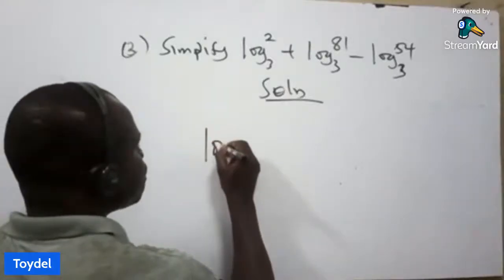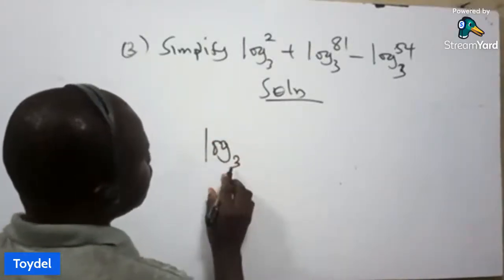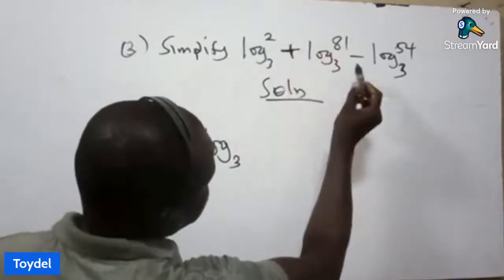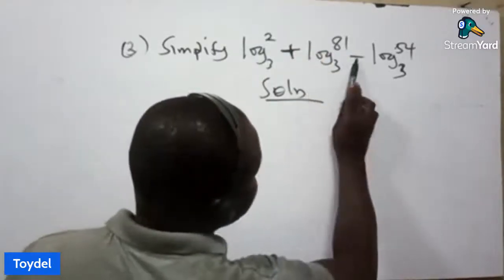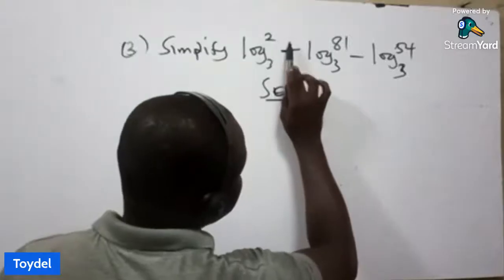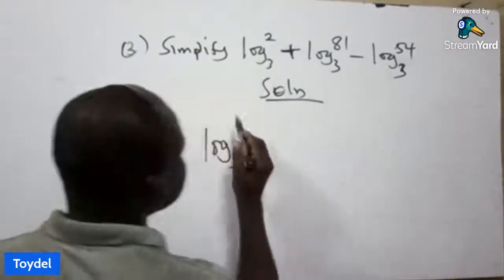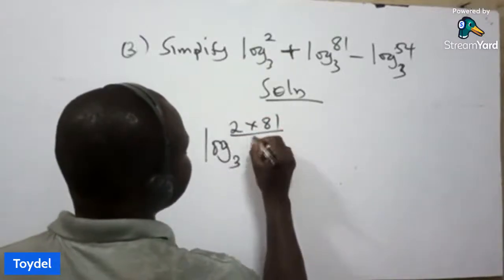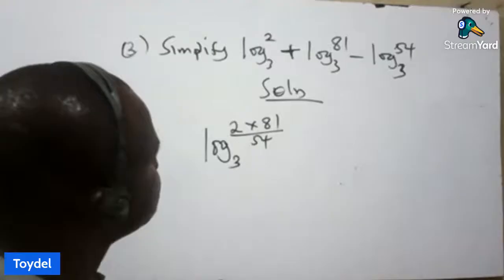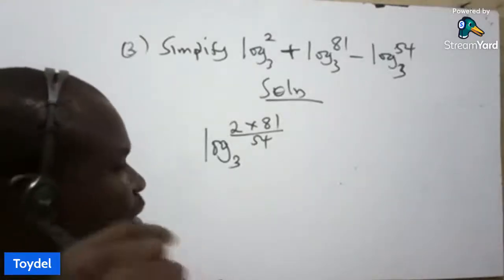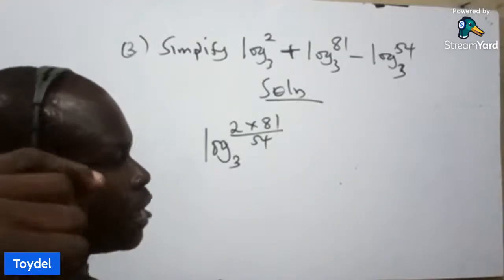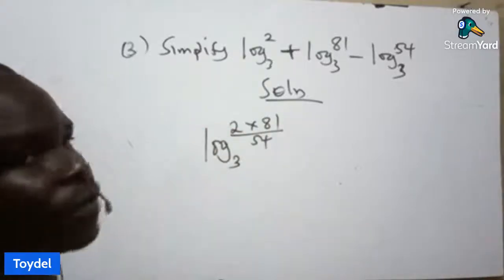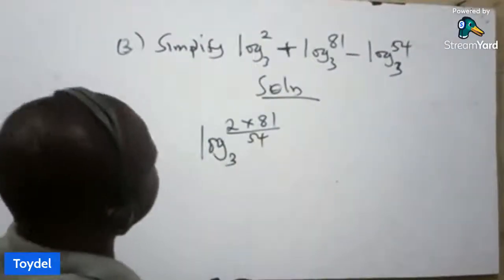So I'll just write log base 3. Wherever I have addition, I multiply, and wherever I have subtraction, I divide. So this is going to give me 2 times 81 divided by 54. That's what we're going to get. It's as simple as that. Based on the law of logarithm, I think there's a video for logarithm. We have a video on logarithm and logarithmic equations. So based on that, we are free to do this.